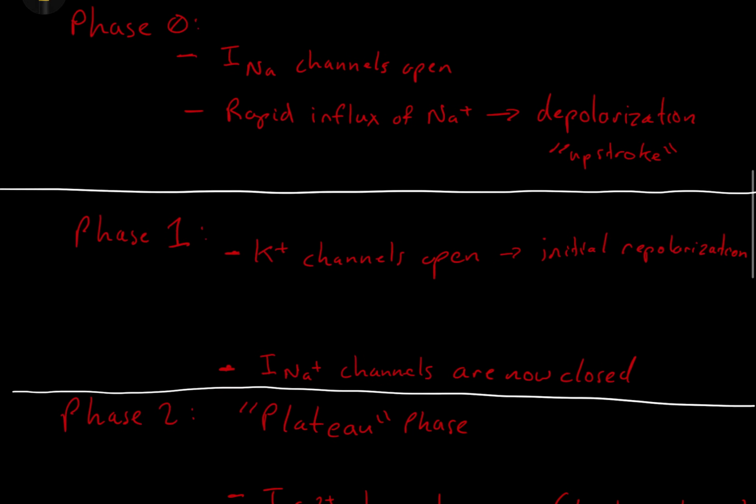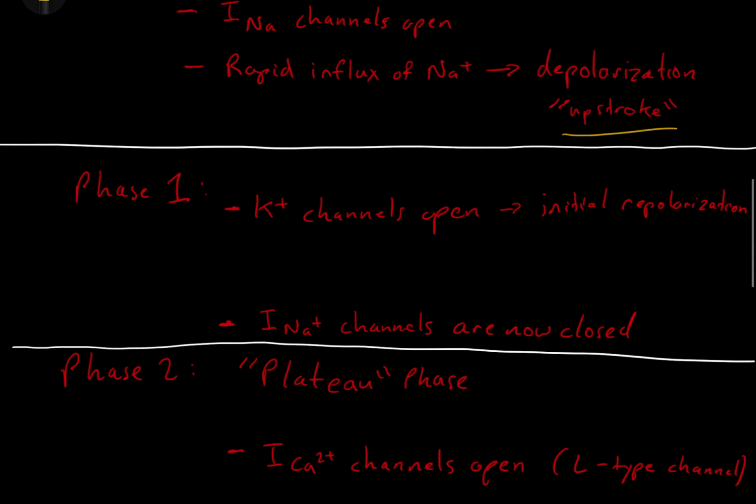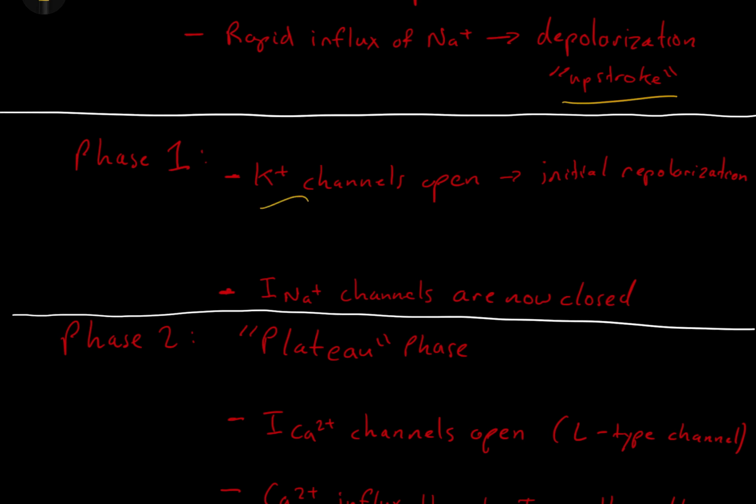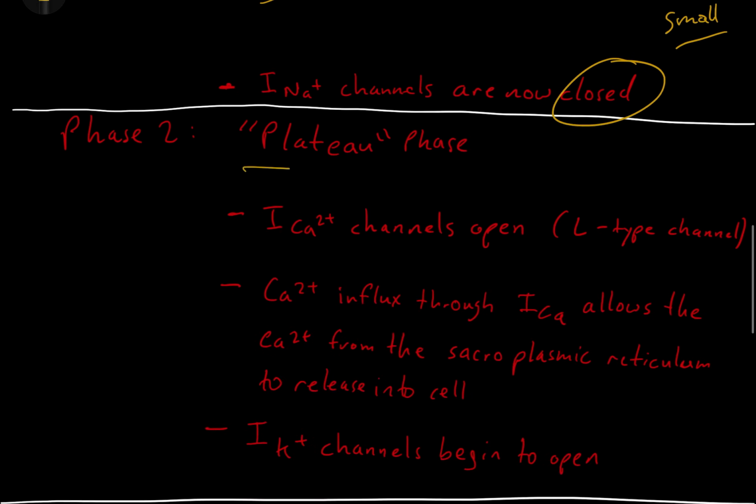And so this is just kind of a summary of it so that you guys have it. Remember, phase 0, you've got the sodium channels opening, rapid influx of sodium. That's the depolarization, which we also term upstroke. And then phase 1, we're going to get the potassium channels to open, and that's the initial repolarization, but it is small. So just remember that it is small in this one. And then we have sodium channels that are closed. And then phase 2, big buzzword on that is your plateau phase. And the big thing here is that the calcium channels will open.